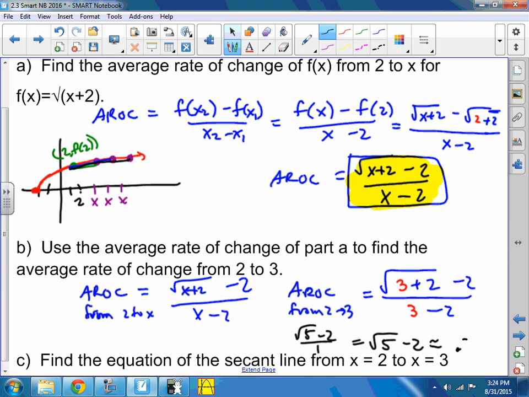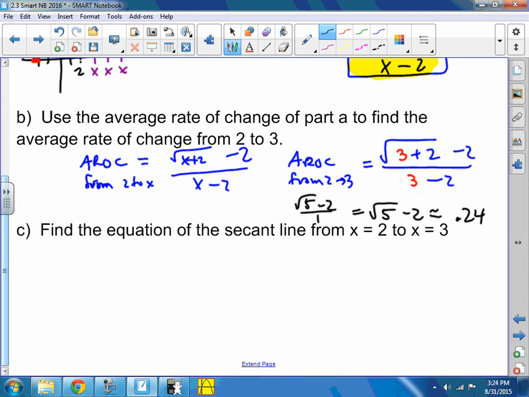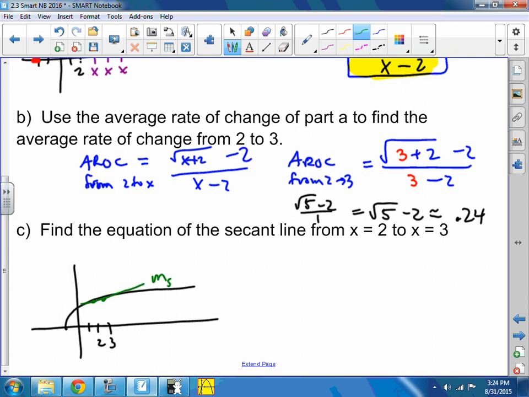So 0.24. All right, now find the equation of the secant line from 2 to 3. All right, so that's different. So basically, here's what's going on again. We've got this curve like that. Okay, and we just connected from x equals 2 to x equals 3. And that's this green line right here. And of course, it has a slope. We actually already calculated the slope. The slope of that secant line is about 0.24.